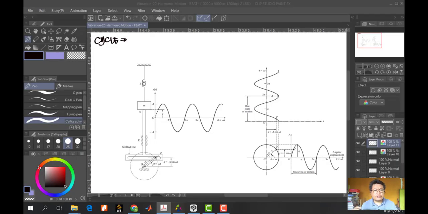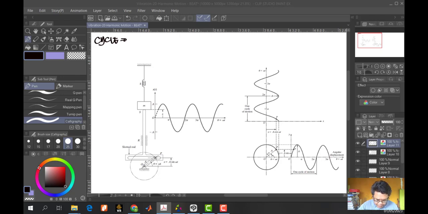So for definitions of terms and terminologies, first the cycle. A cycle is defined as the movement of the vibrating body from its undisturbed or equilibrium position to its extreme position in one direction, and then back to the equilibrium position, to the extreme position in the other direction, and back to its original position. This is called a cycle, or the vibrations that will be equal to one revolution.